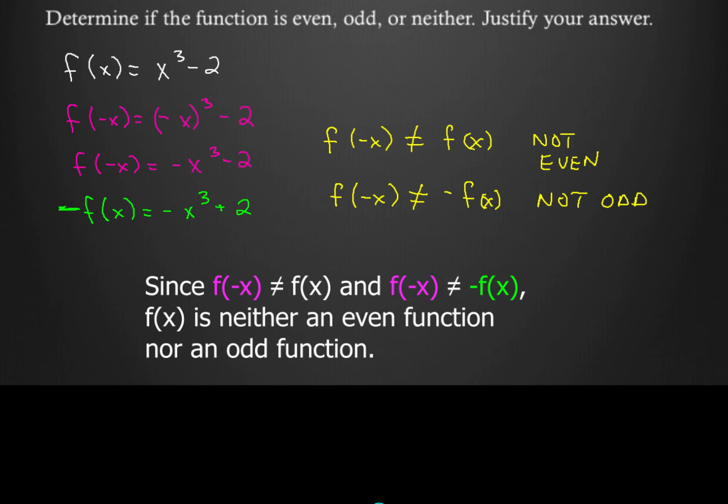Every single time the steps are going to be the same for this type of problem. First thing you're going to do is substitute in negative x. The second thing you're going to do is compare. And then the third thing that you're going to do is write a sentence that justifies your reasoning. So that's it. Those three things are going to be how you solve this type of problem to determine if functions are even, odd, or neither, with justifying your answer.